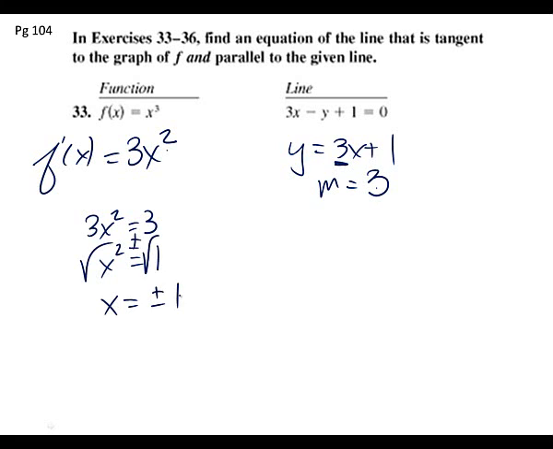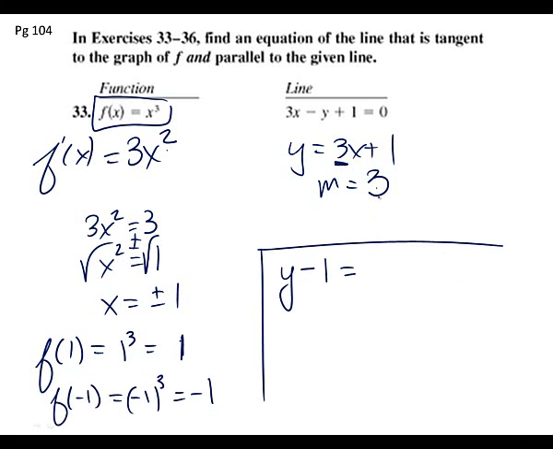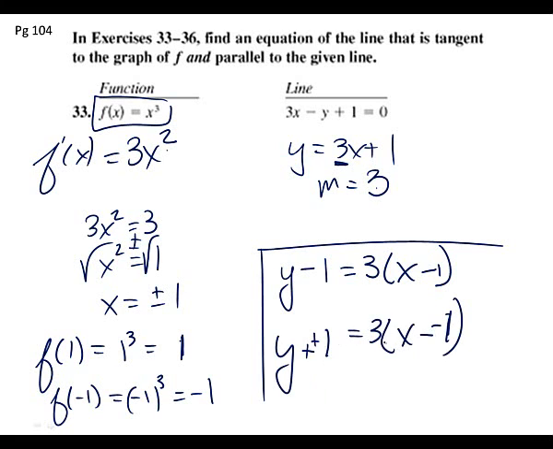So how do I get the y values? We're going to plug into the original equation. So f of 1 equals 1 cubed, or 1. f of negative 1 equals negative 1 cubed. What's negative 1 cubed? Negative 1. So our 2 lines, and this is my final answer in this box here: y minus my y value 1 equals my slope 3 times x minus my x value. And y minus my y value negative 1 equals 3 times x minus my x value. Those could go positive.